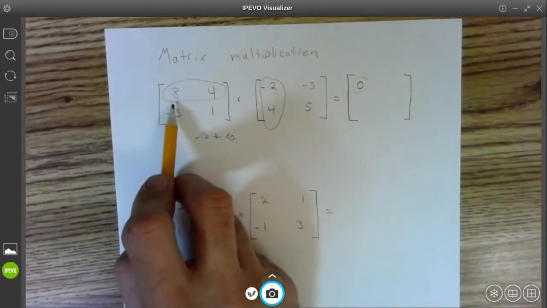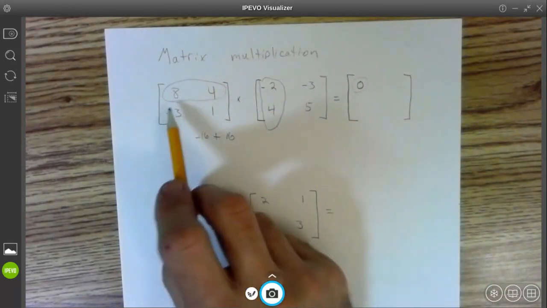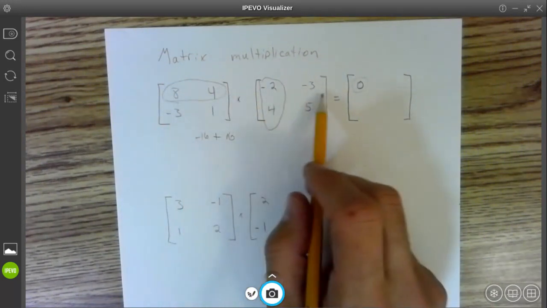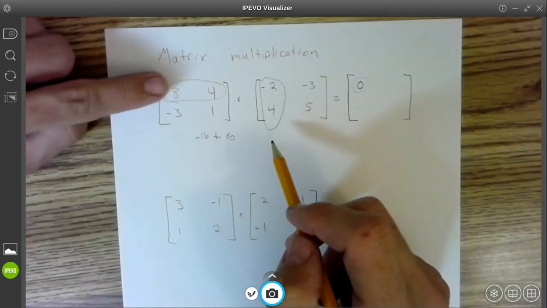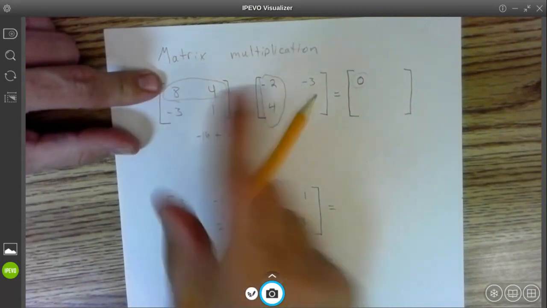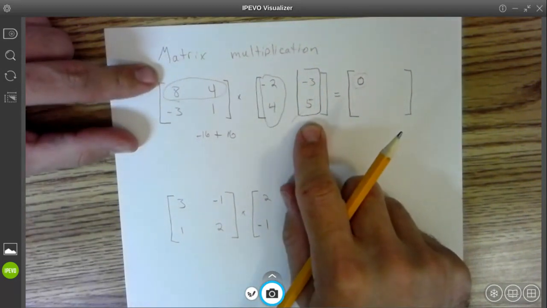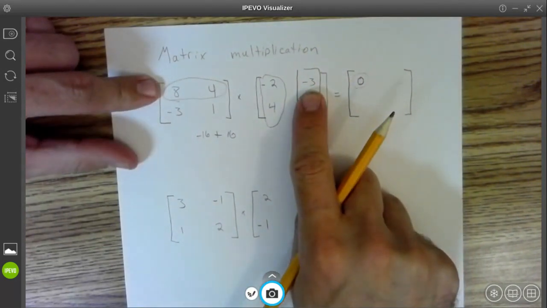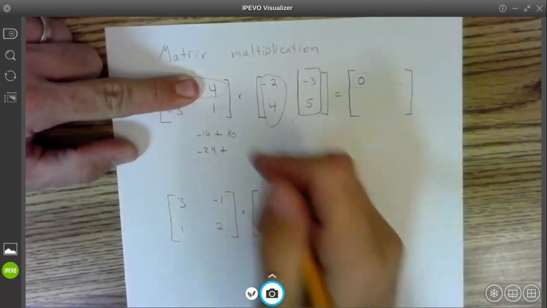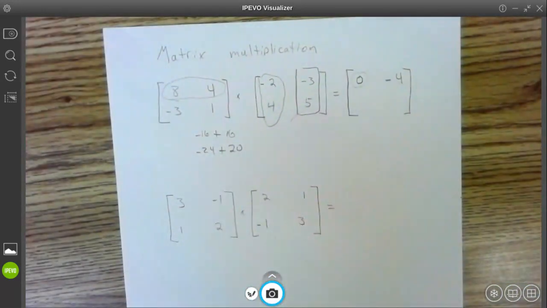Now to figure out the next one, I could go here or here or here, but it really depends on the row you do here and the column you pick over here. I usually stick with the first row, and then I just do all the columns. So I'm going to do row 1, but this time I'm going to do column 2. So 8 and negative 3 correspond. That's negative 24. And 4 and 5 correspond. So that's 20. And you're going to get negative 4 when you add those up.